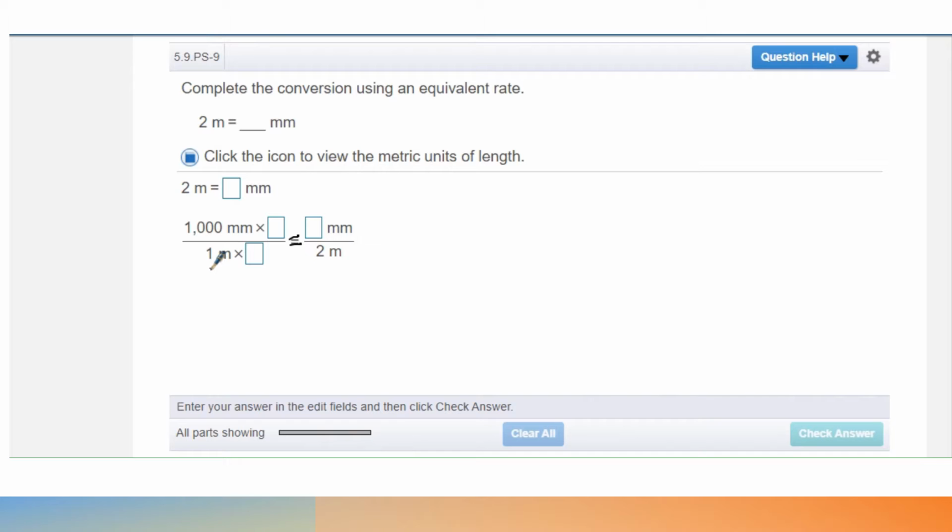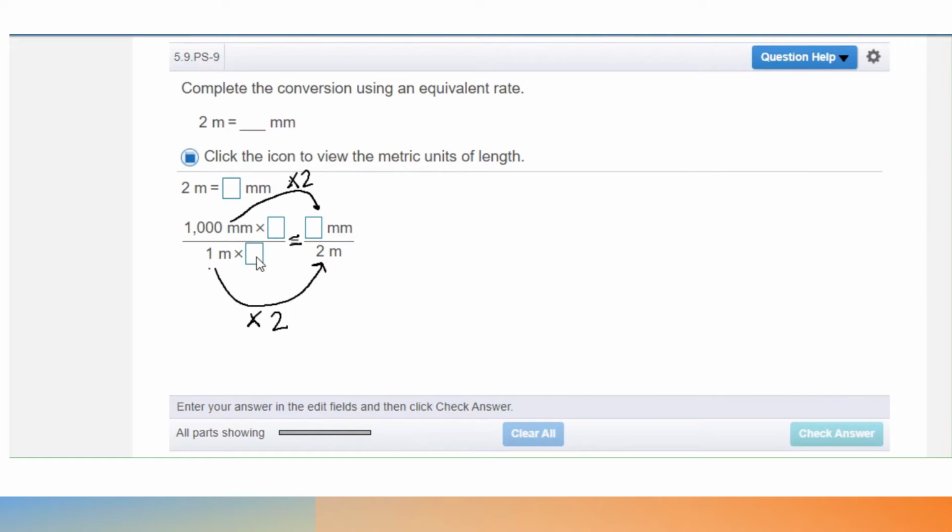So how do you start off with 1 meter and end up with 2 meters? 1 meter 2 times is going to give you 2 meters. So you have to multiply by 2. Whatever you do to the denominator, you have to do the same thing to the numerator, and you'll have your answer. It's that simple. So let's go ahead and put these numbers in.